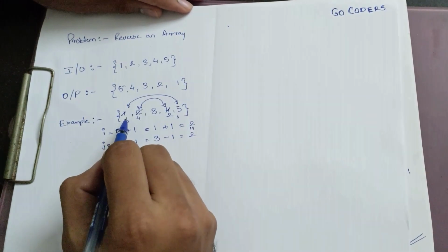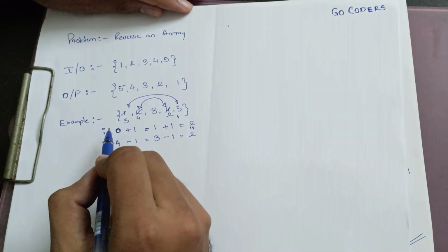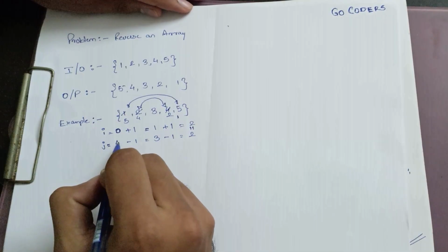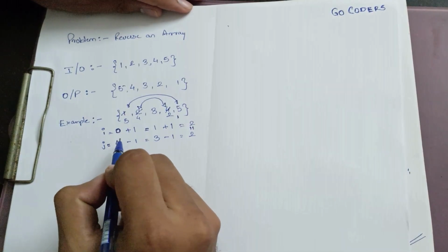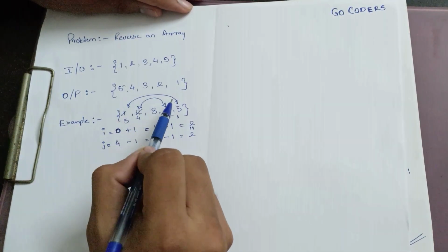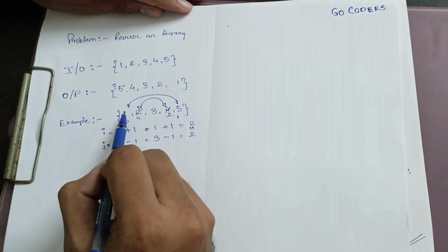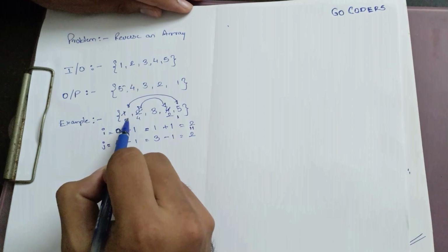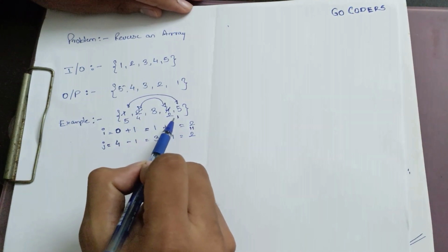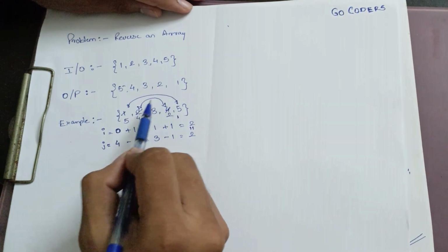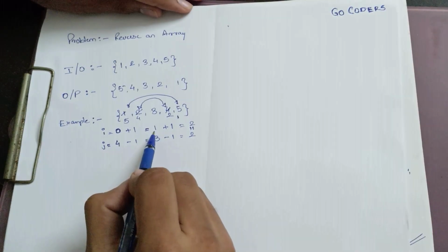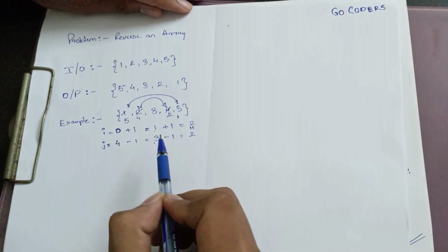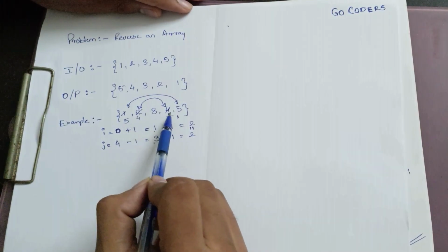Let's understand the solution once more. We declared two variables i and j, holding the index of the first element and the last element, which were 0 and 4. Then we swapped the elements pointed by i and j. i was pointing at 1, j was pointing at 5. We swapped those elements, so 5 came at the first index and 1 went to the last index. Then we incremented i by 1 and decremented j by 1. So i became 1 and j became 3. So i was here and j was here.